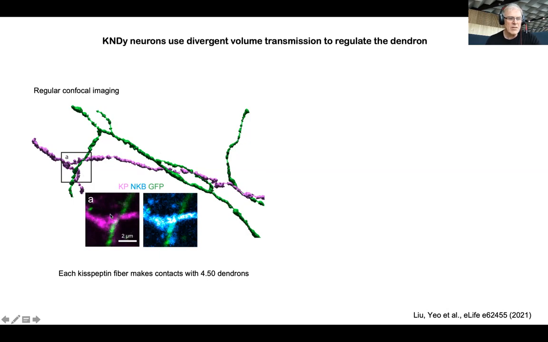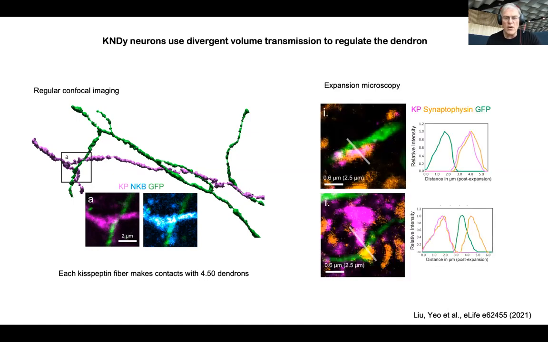So we looked here, and you can see that these look like close appositions, but of course you can't tell with regular confocal imaging whether this is a synapse or not. So Xiao Yo, starting with me, she started up expansion microscopy in the lab, which is a really nice, simple method which actually blows up your tissue specimen so that you can use regular confocal imaging, but now you're able to determine synapses. So here's an individual image that Xiao made. Here's the dendron, again in green. The kisspeptin staining is in pink. And now we have synaptophysin in orange or gold.